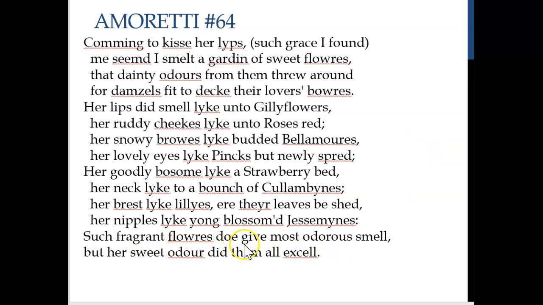"Such fragrant flowers do give most odorous smell, but her sweet odor did them all excel." So, whereas different flowers remind him of different parts of her body, taken together, she certainly smells better than they do. All right. Well, I'll circle back to Amoretti in a later lecture, or Amoretti 64 in a later lecture.